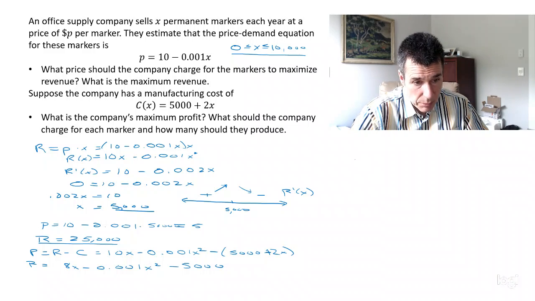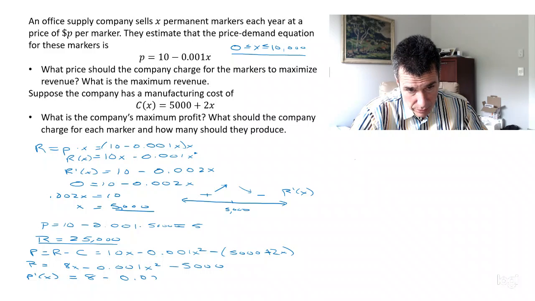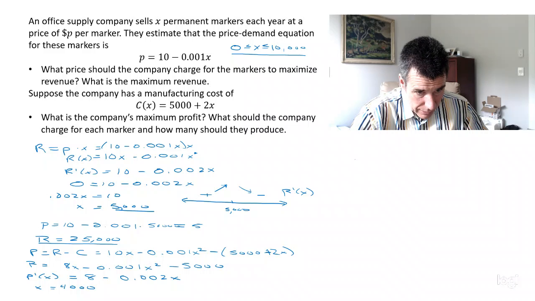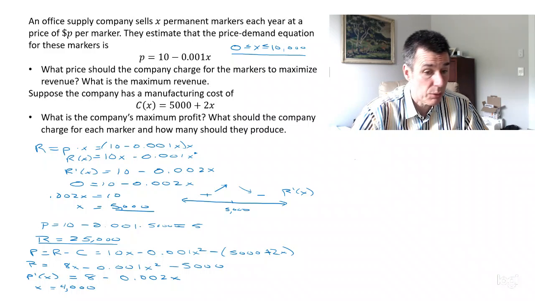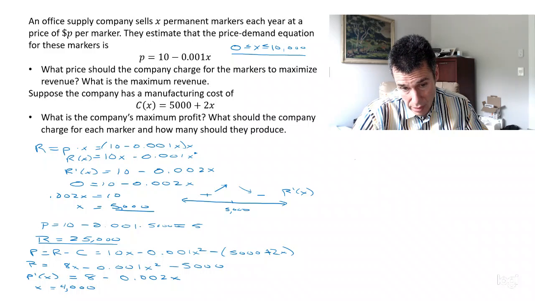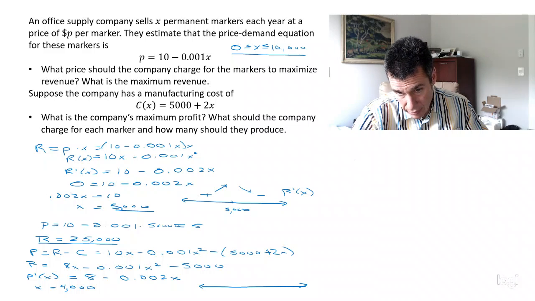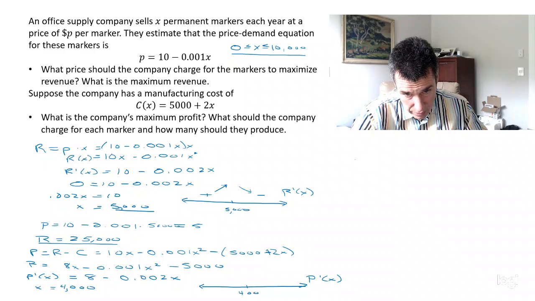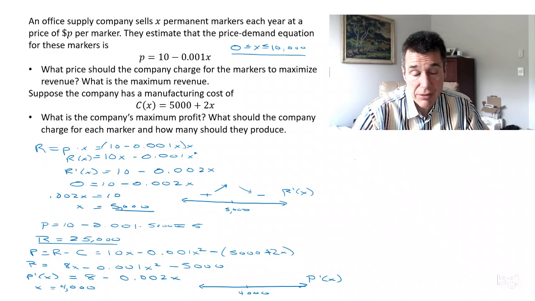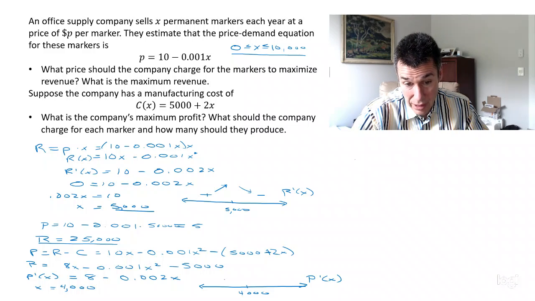And we're going to find critical numbers. P prime of x equals 8 minus 0.002x. So we have a critical number at x equals 4,000. Again, I skipped a step. We set that to 0. We solve for x. We find x equals 4,000. Again, we can draw our number line. There are plenty of ways to do this, but we're doing the number line approach here. So we put in 4,000, choose a number to the left. 0 seems like the easiest one.